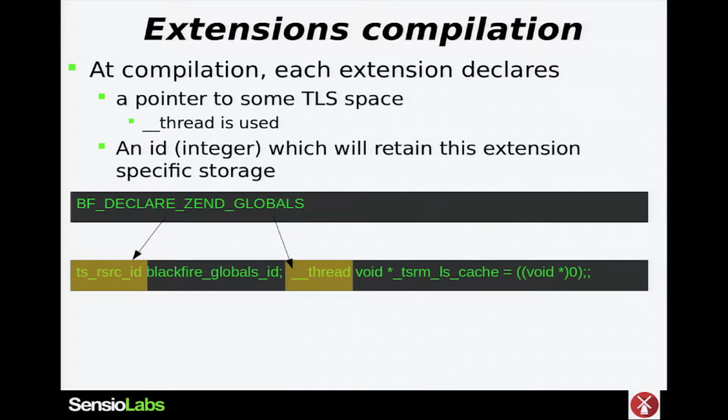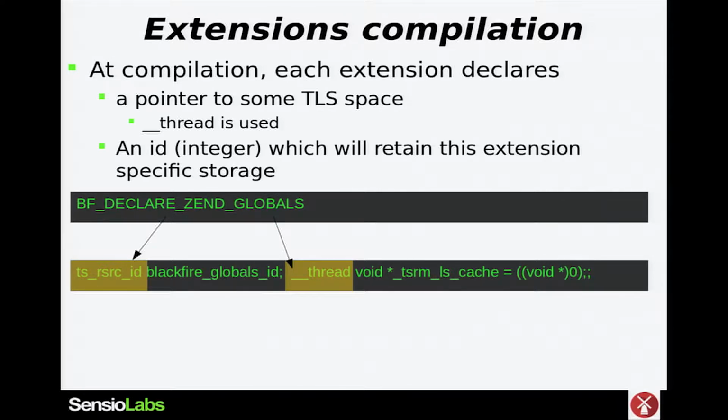So, for extensions, at compilation, each extension will declare a pointer to some TLS space. You have a special macro, so this is a macro of mine, but it's not very far from the Zend macro. So you declare your globals in your extension. This is how it's done. Like we can see, this will declare a symbol which is a void star. So it declares a symbol to some area of some size somewhere in memory. This is void star, okay?